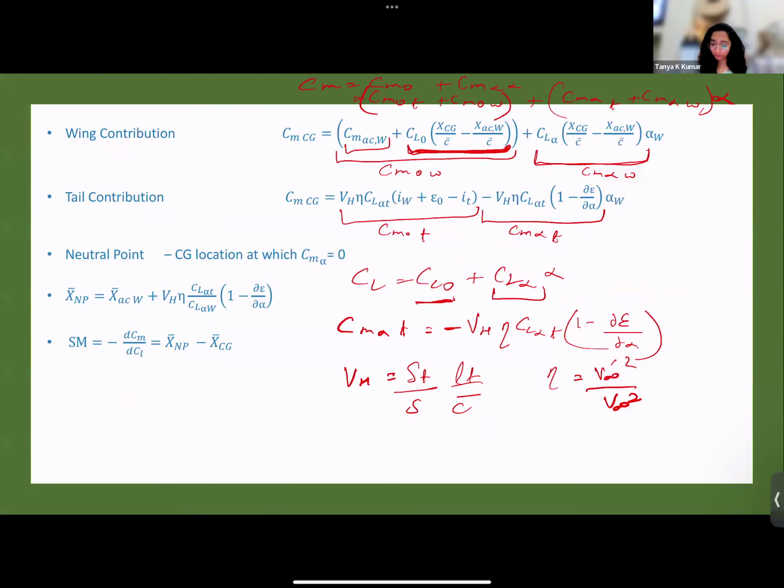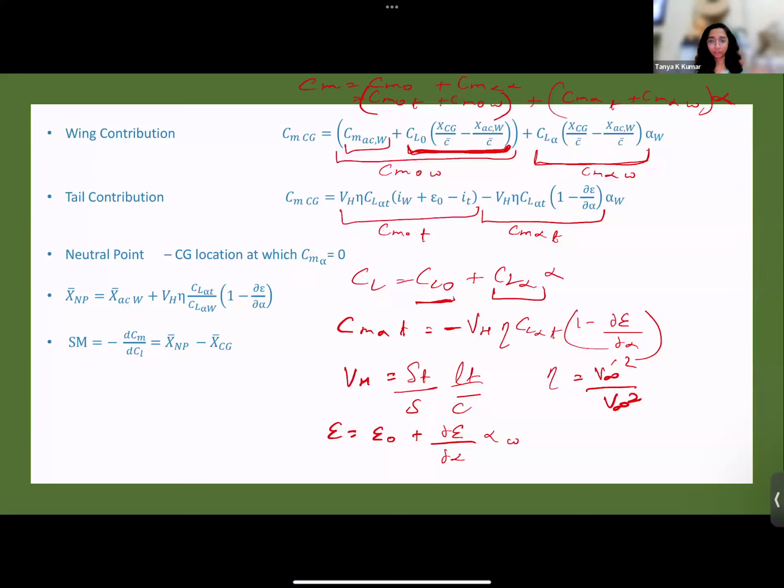Yeah. So eta was V infinity prime square by V infinity square, which is the ratio of the dynamic pressure seen at the tail and the wing. All right. What else is left? Epsilon. So epsilon is defined as epsilon naught plus d epsilon by d alpha into alpha of the wing. So what was epsilon? Epsilon is downwash, the downwash that we just saw.